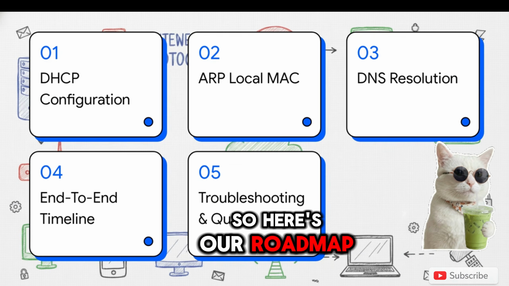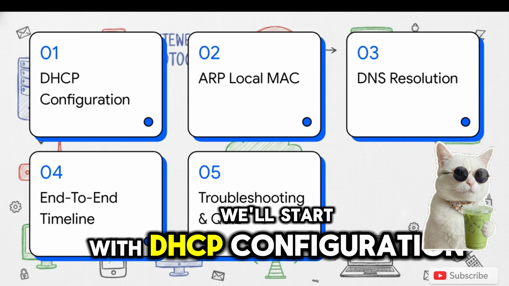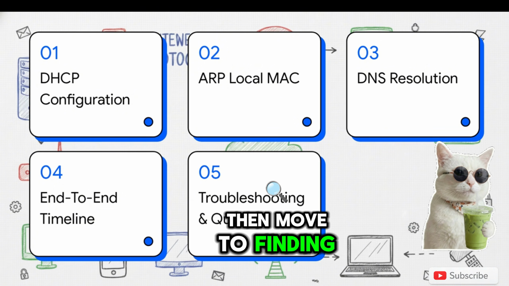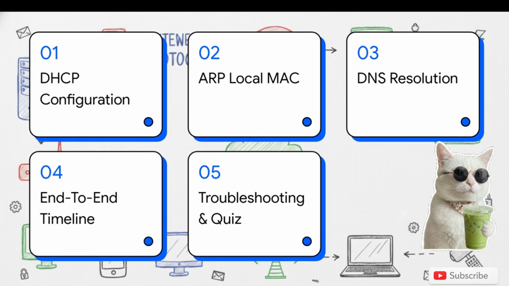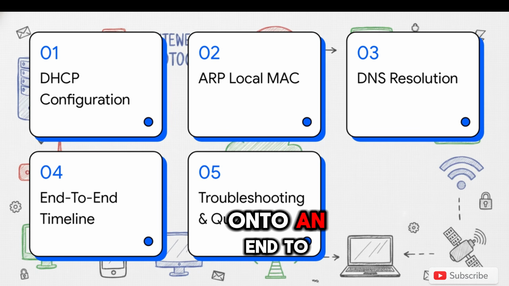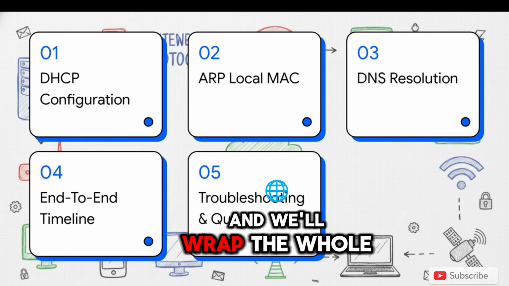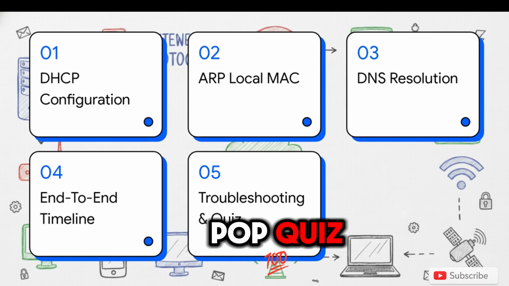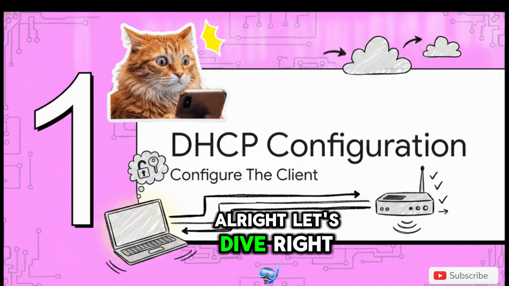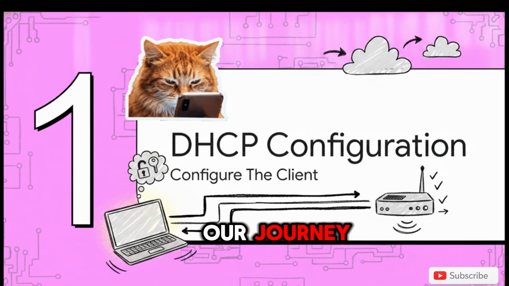So here's our roadmap for today. We'll start with DHCP configuration, then move to finding the local MAC address with ARP, followed by DNS resolution. After that, we'll map all this onto an end-to-end timeline, and we'll wrap the whole shebang up with some troubleshooting and a quick CCNA pop quiz. All right, let's dive right into step one of our journey.